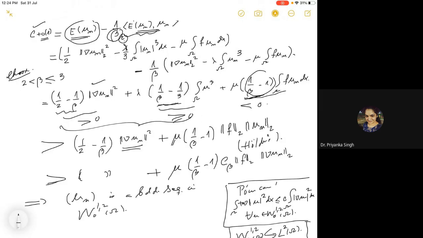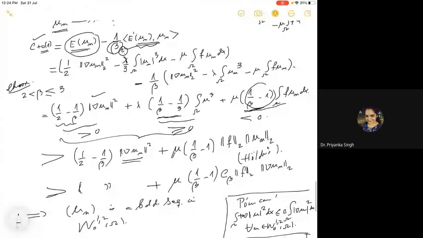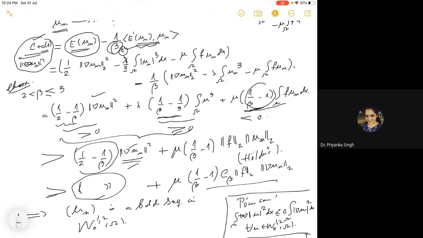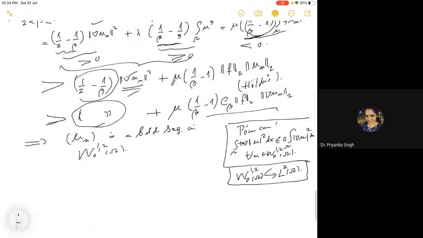Okay. So if I divide by the norm of the gradient of u_n squared throughout, this term will go to 0. This term will just remain, because this will be cancelled out with this, and this term will also go to 0. So that means you are arriving at a contradiction: 0 is greater than some positive quantity. Okay, so this has to be a bounded sequence.